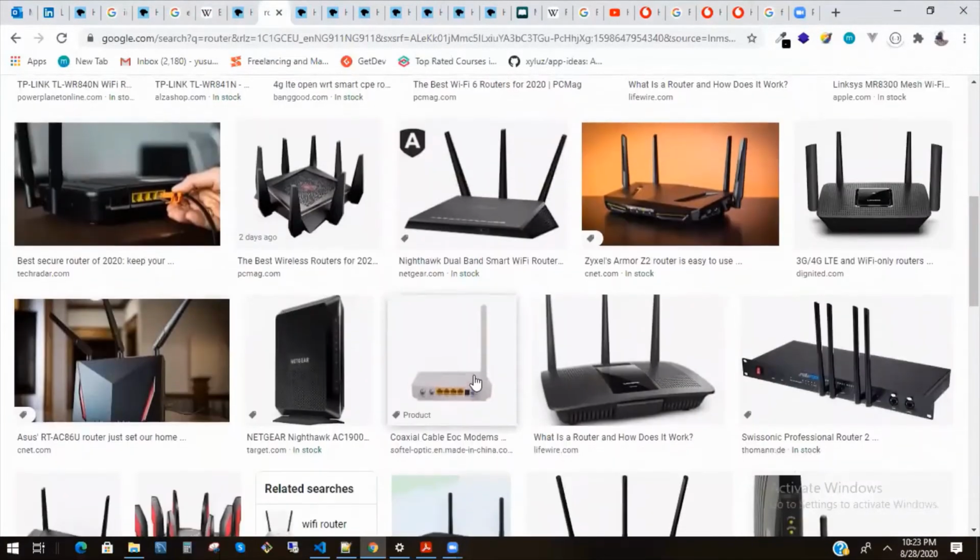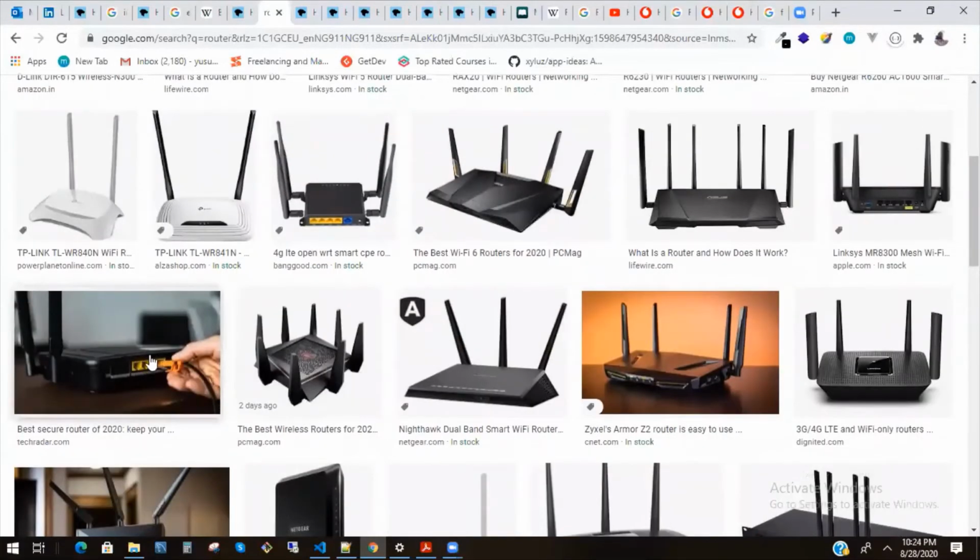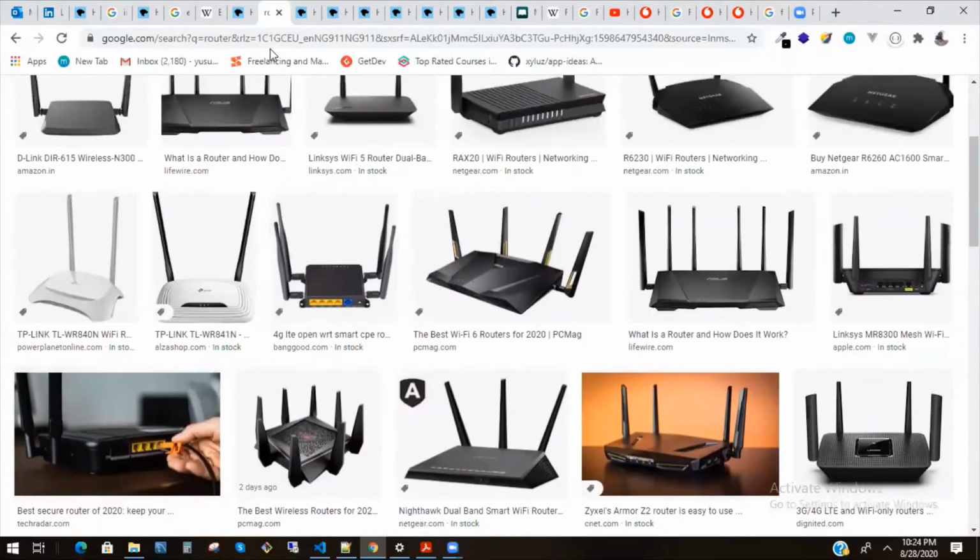You can see, this is where you plug the cable. You plug in the Ethernet cable. That's how you use a router.